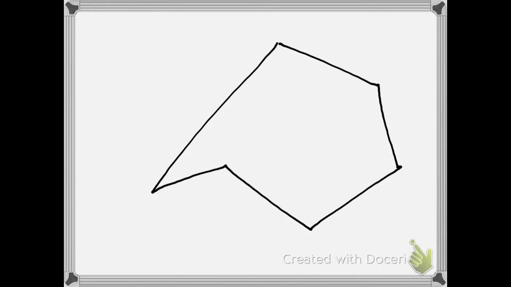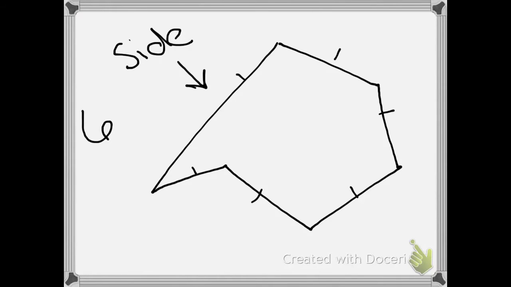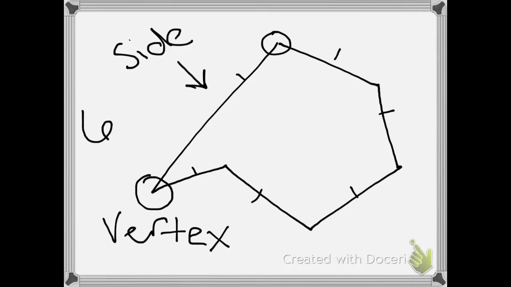Let's look at the shape I have here. Right here we have a side, and if I wanted to know how many sides there were, I could just count them up. 1, 2, 3, 4, 5, 6. So this is a 6-sided polygon. Here, where 2 lines meet up, I have a vertex. I'm going to count how many vertices I have on the shape. I have 1, 2, 3, 4, 5, 6. So there's 6 vertices in this shape.